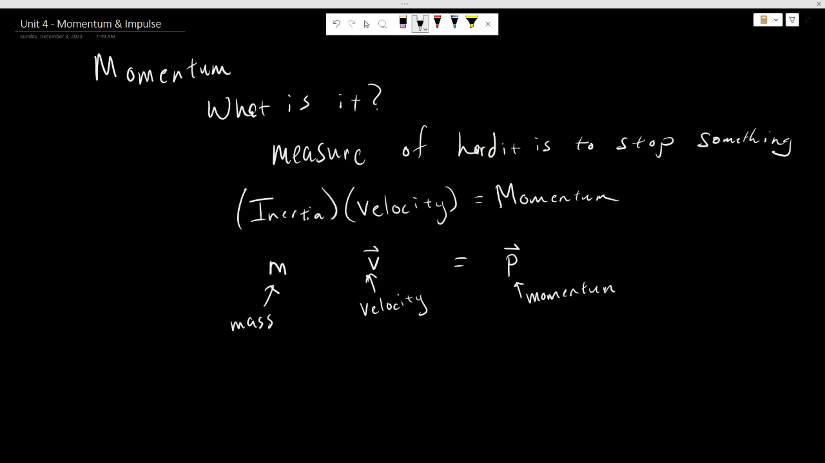All right, so we've got mass and velocity. Mass times velocity gives us momentum. And keep in mind that velocity is a vector, mass is not. So when we multiply these two things together, we end up with a vector that is just the velocity scaled by the size of the mass of the object. Similar to F equals ma, right?